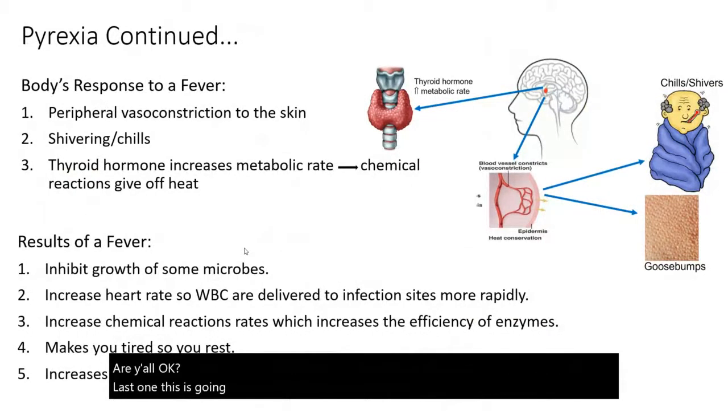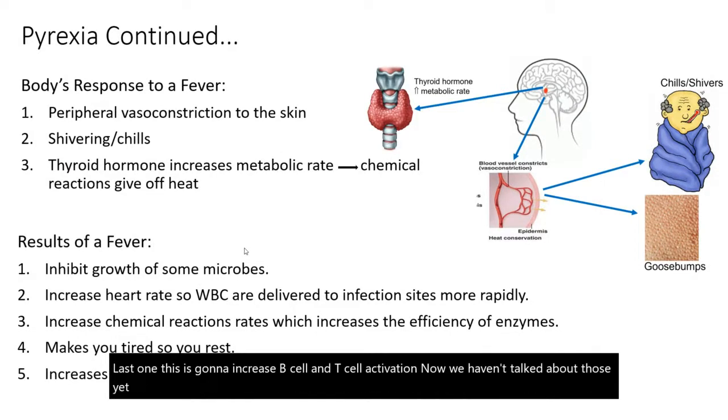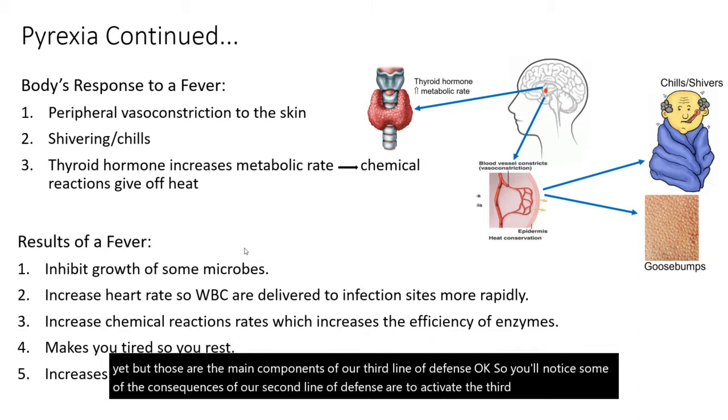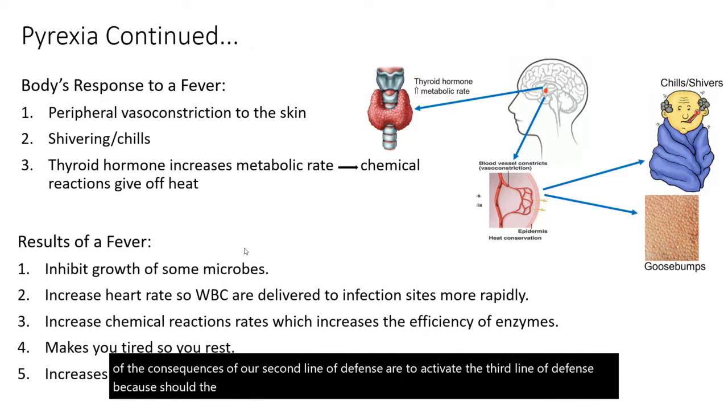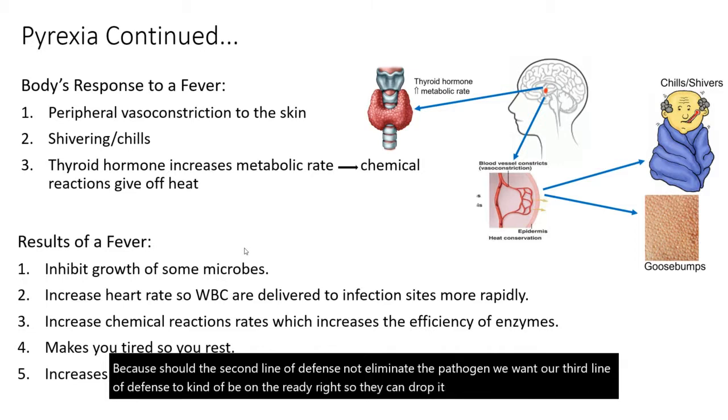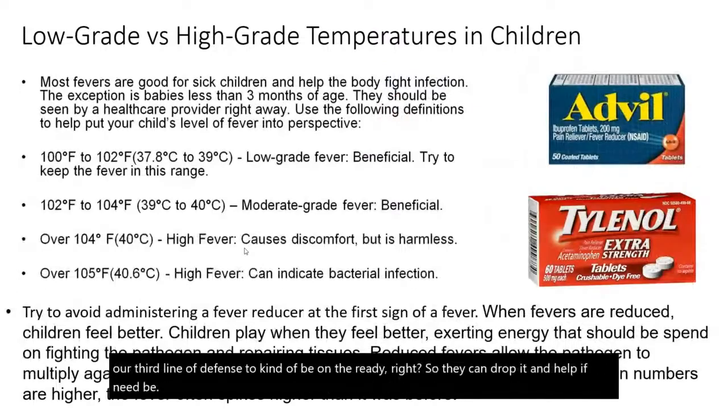This is going to increase B cell and T cell activation. Now, we haven't talked about those yet, but those are the main components of our third line of defense, okay? So you'll notice some of the consequences of our second line of defense are to activate the third line of defense. Because should the second line of defense not eliminate the pathogen, we want our third line of defense to kind of be on the ready, so they can jump in and help if need be.